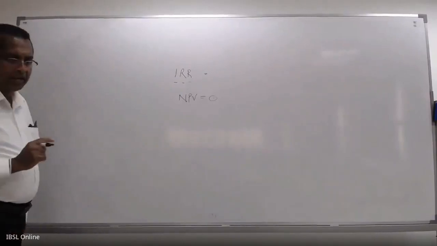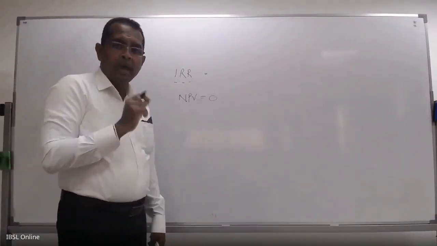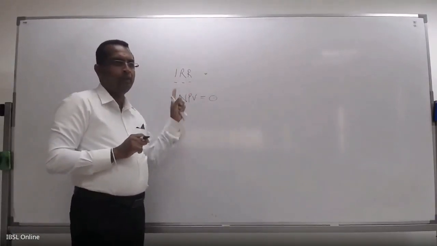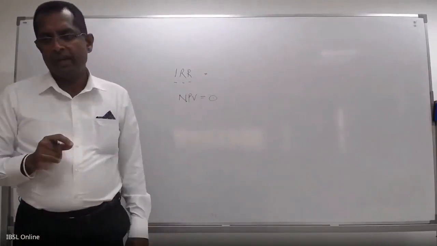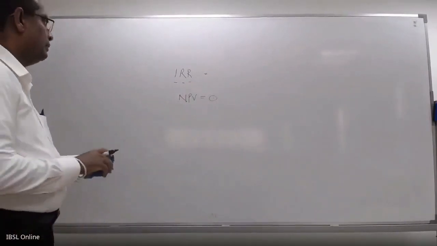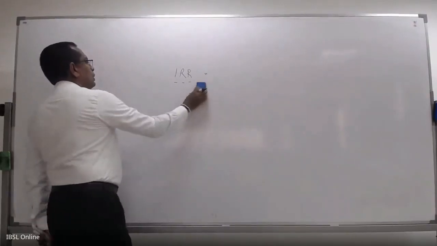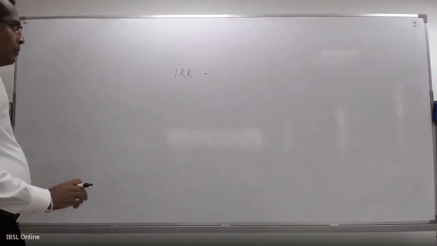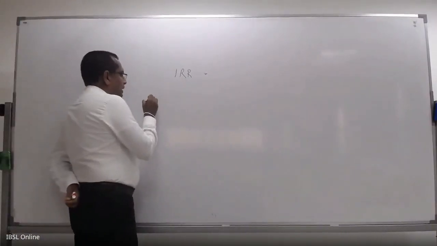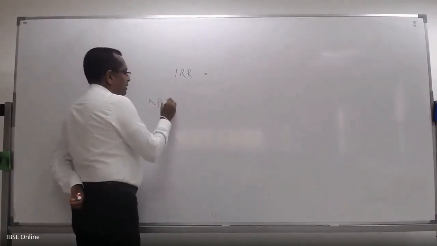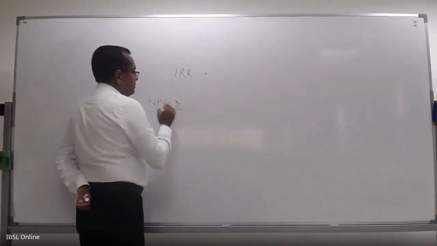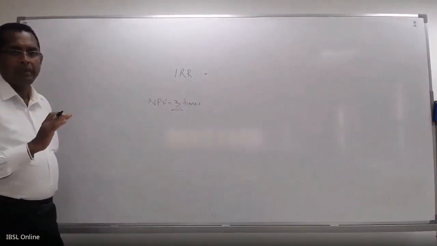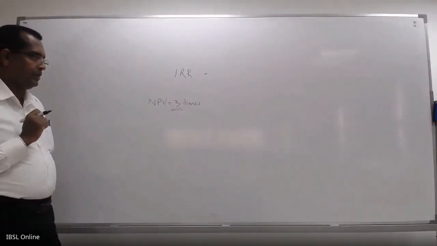This is the discounting rate where the NPV equals 0. NPV is 0 and interest rate, right? Discounting rate, right? So in this scenario, in order to find out the IRR of a project, you need to calculate NPV a minimum of 3 times, right?